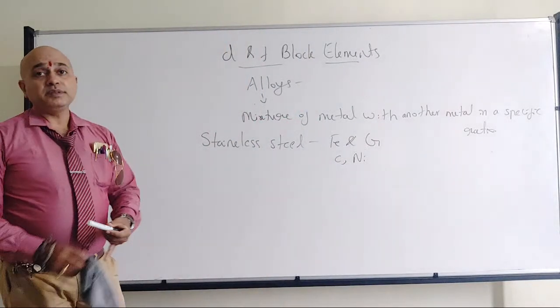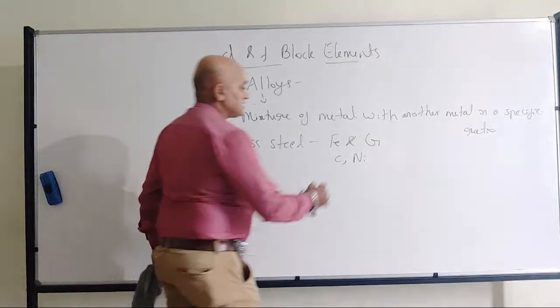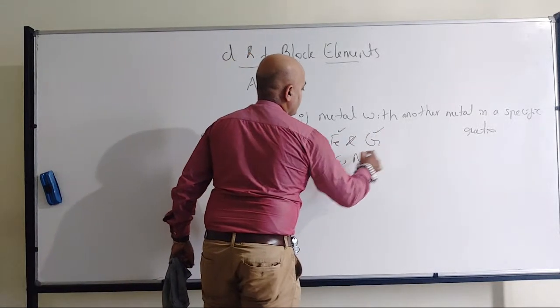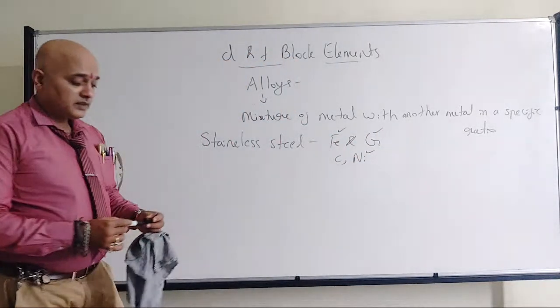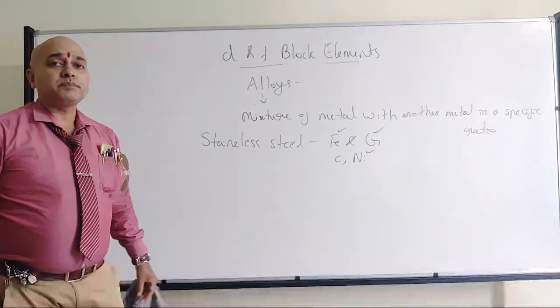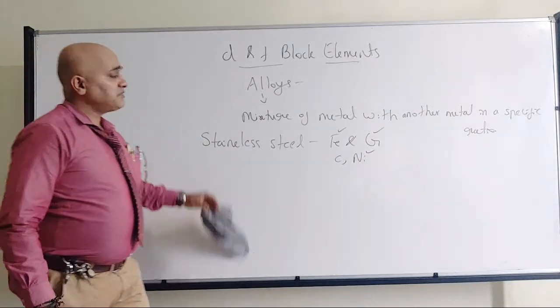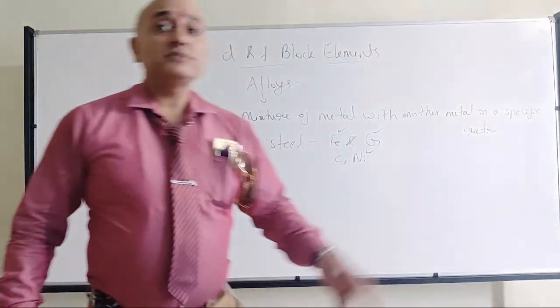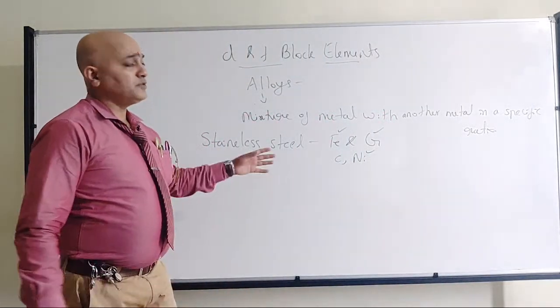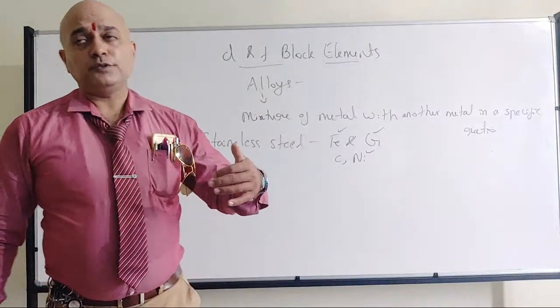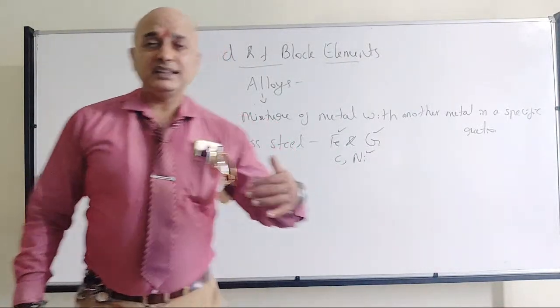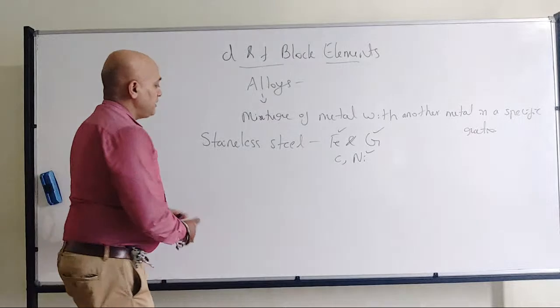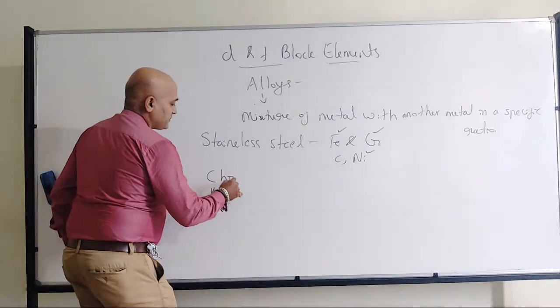Even nickel will be there, but carbon is a small proportion which will be present. So that's where we have stainless steel. If you go with chromium steel, we have another steel which will be used in armor preparation to provide the hard material.